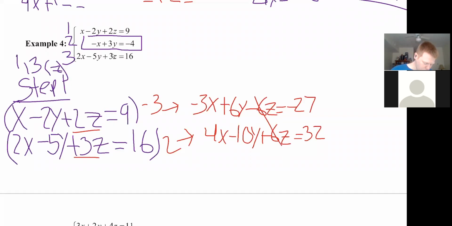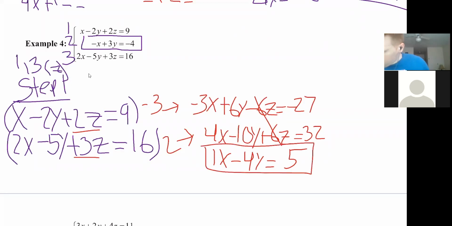And I would end up with 1x minus 4y equals 5. I am writing way too big. We'll see if I can make this work. I might have to just write right below. But this is the equation we got.